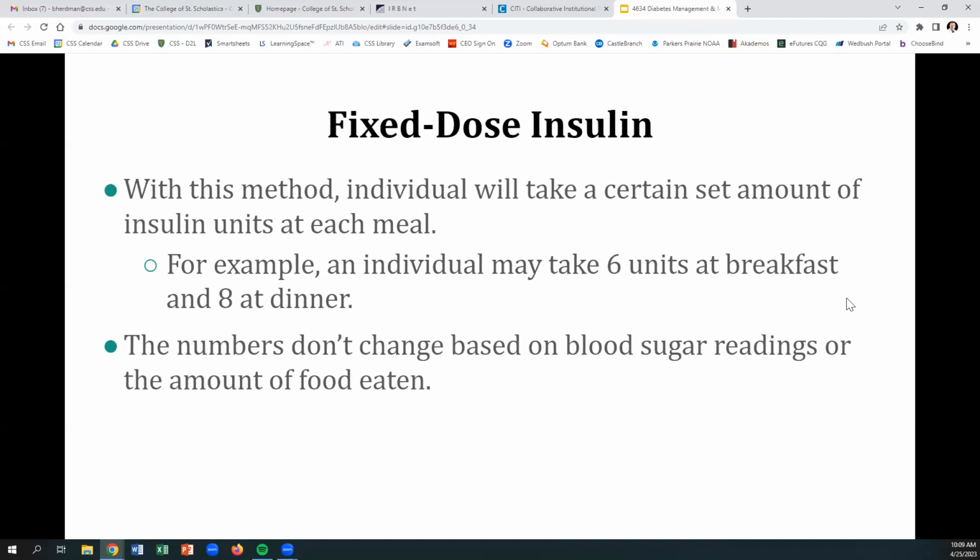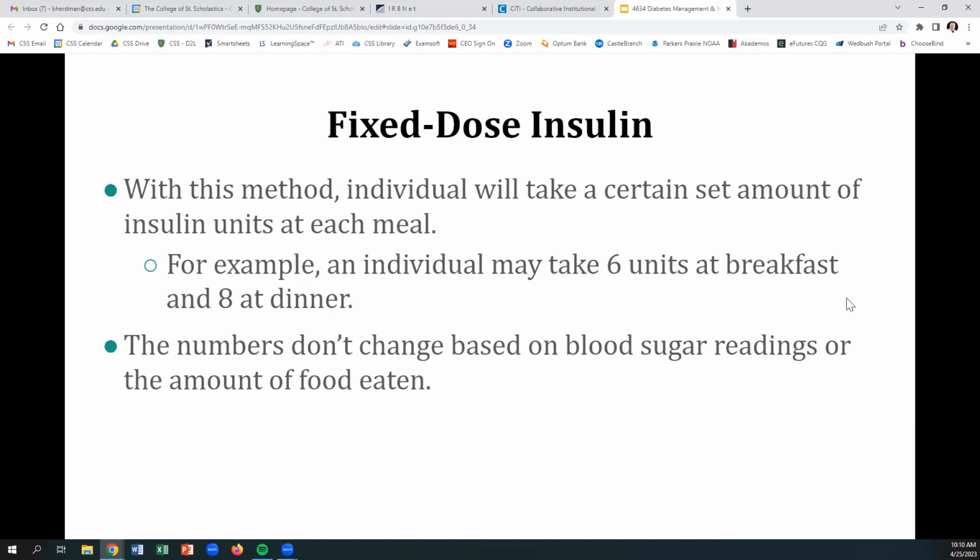Another example of this is bedtime glargine. So a patient might be prescribed 24 units or 30 units or 40 units. I've had patients up to 80 units of glargine at bedtime. And no matter what their blood sugar is, they're always going to take that 24, 30, 60, 80 units at bedtime. Because remember, we have to think back to the onset, peak, and duration, and that is what's going to make that okay, right? So the numbers don't change based on blood sugar readings or the amount of food eaten.